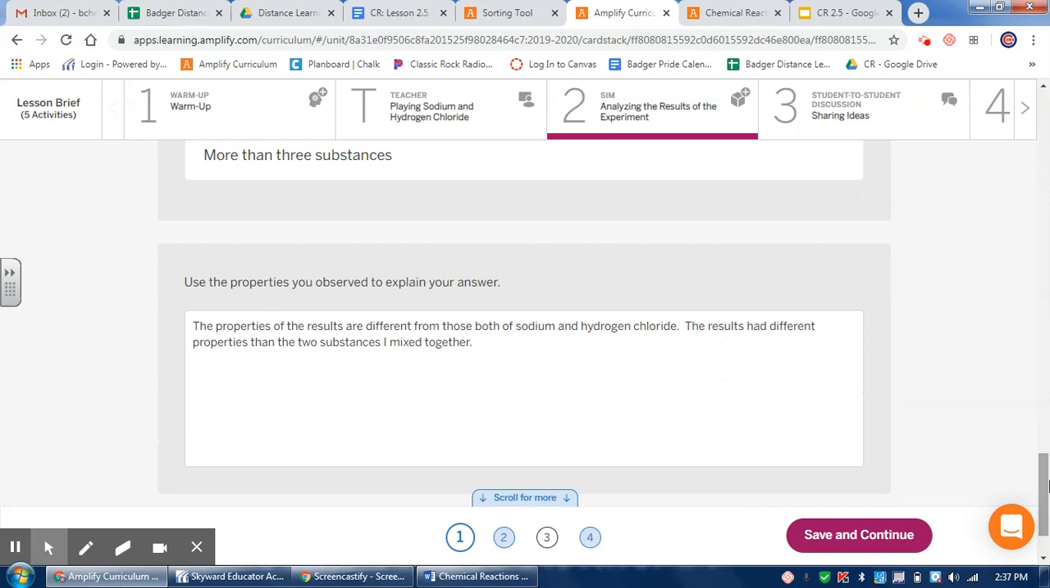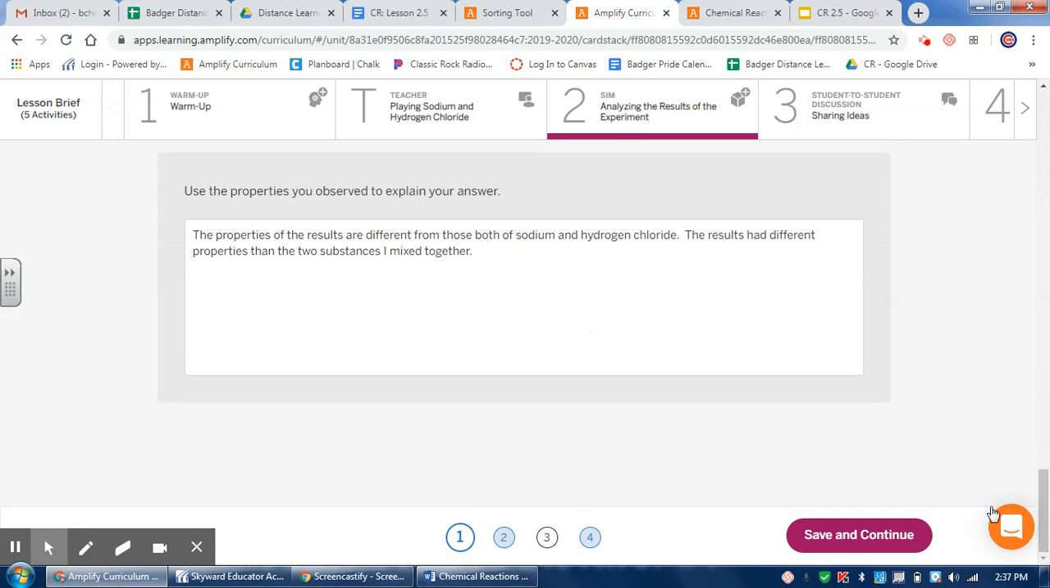My explanation about those observations would be that the properties of the results are different from both those of sodium and hydrogen chloride. The results had different properties than the two substances that I mixed together, and that's why I made the prediction that I did. So if you need to, pause the video, rewind. I'm just trying to help you out. And you can go back and get this information put into Amplify before you go on to the next page.